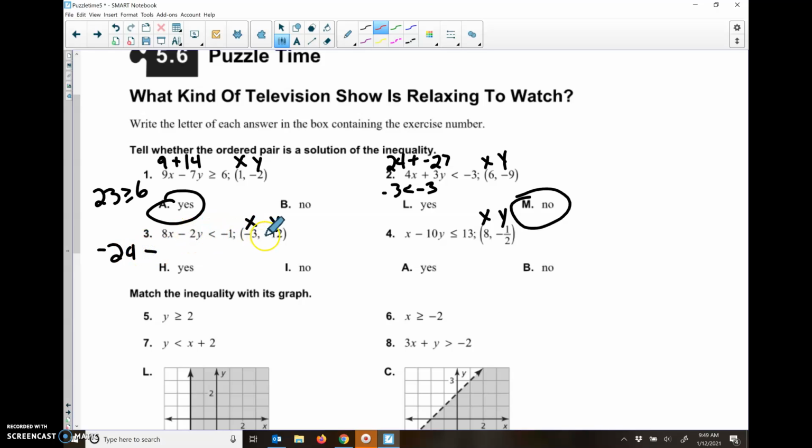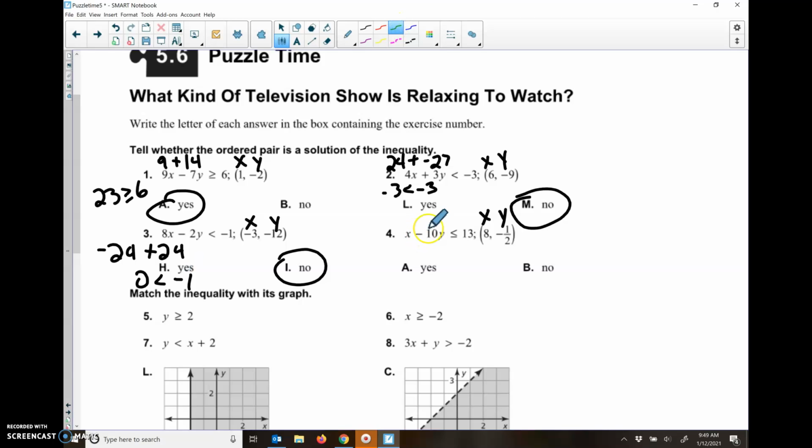Same thing here, 8 times -3 is -24. And then -2 times a -12 is a +24. So then we end up with -24 plus 24, which is 0. And it says 0 is less than -1. And that is not true. So 0 is not less than -1.